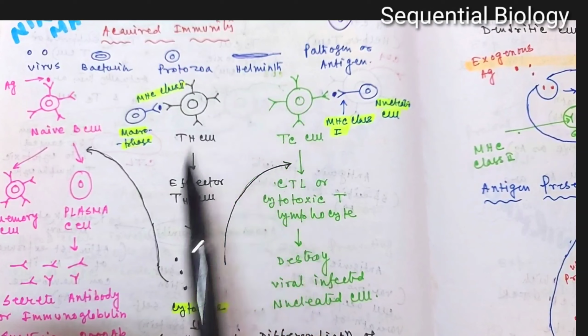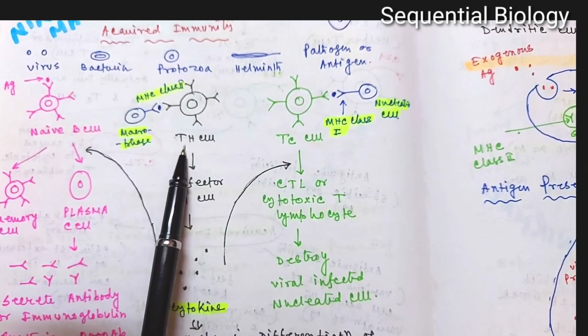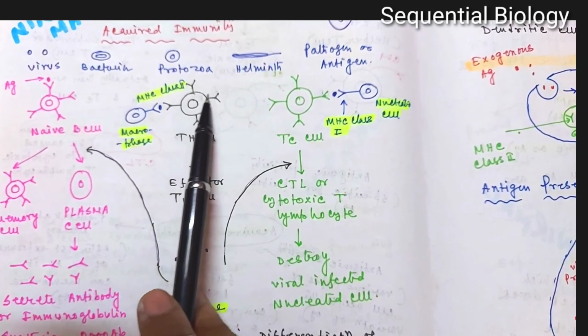Okay, apart from this, there is another kind of T cell which is known as the helper T cell, and the helper T cell receptor. These are the helper T cell receptors.